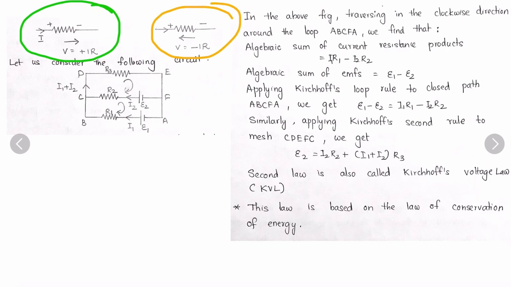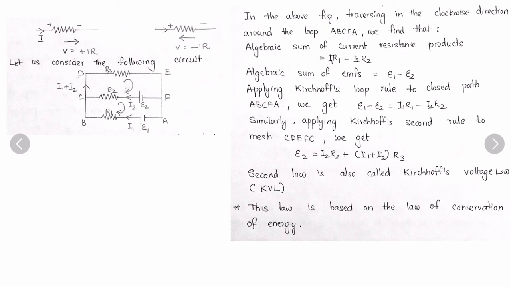The IR product is taken as positive if you are traversing the resistor in the direction of the assumed current. In the green circle, the current direction is from left to right, and you are traversing from left to right. Then this IR product is positive. In the yellow circle, you are traversing the resistor opposite to the direction of the current. The current direction is from left to right, but you are traversing opposite to it. Therefore, the IR product is taken as negative in the yellow one. Those are the figures for the last point.